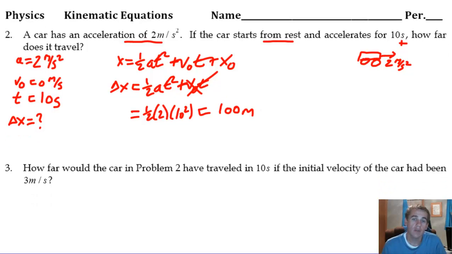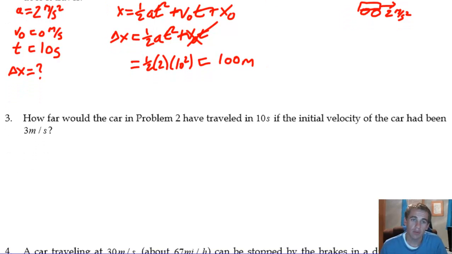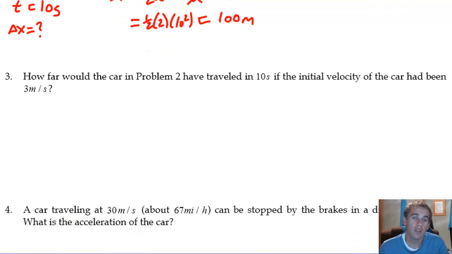At the end of the interval, it'll be going 20 meters per second. It started at 0 meters per second. The average of 0 and 20 is 10. 10 meters per second for 10 seconds is 100 meters. So there's a couple ways you can do that.